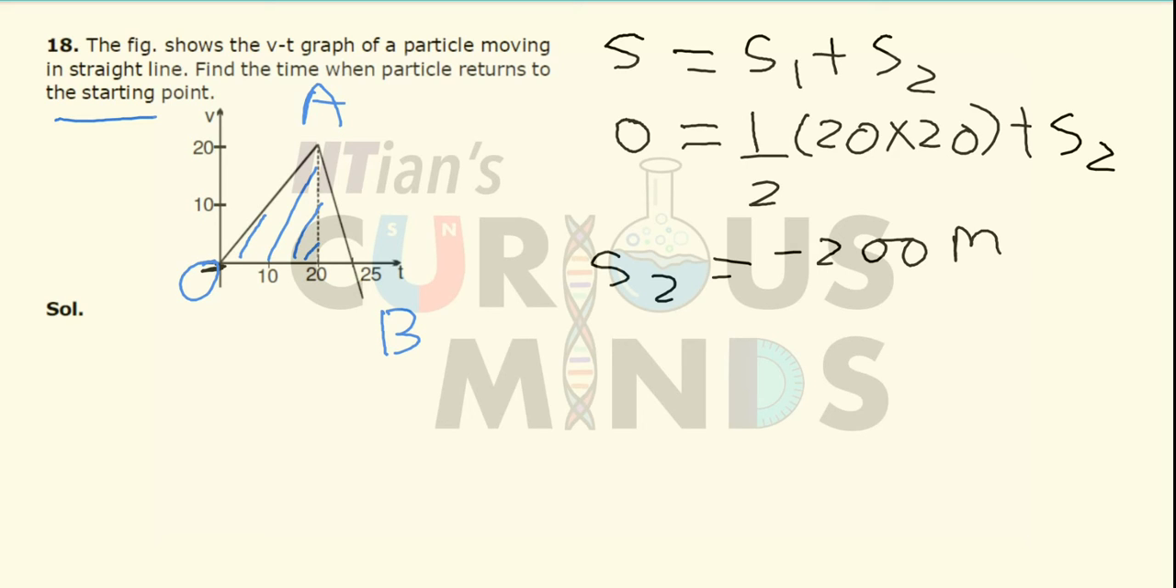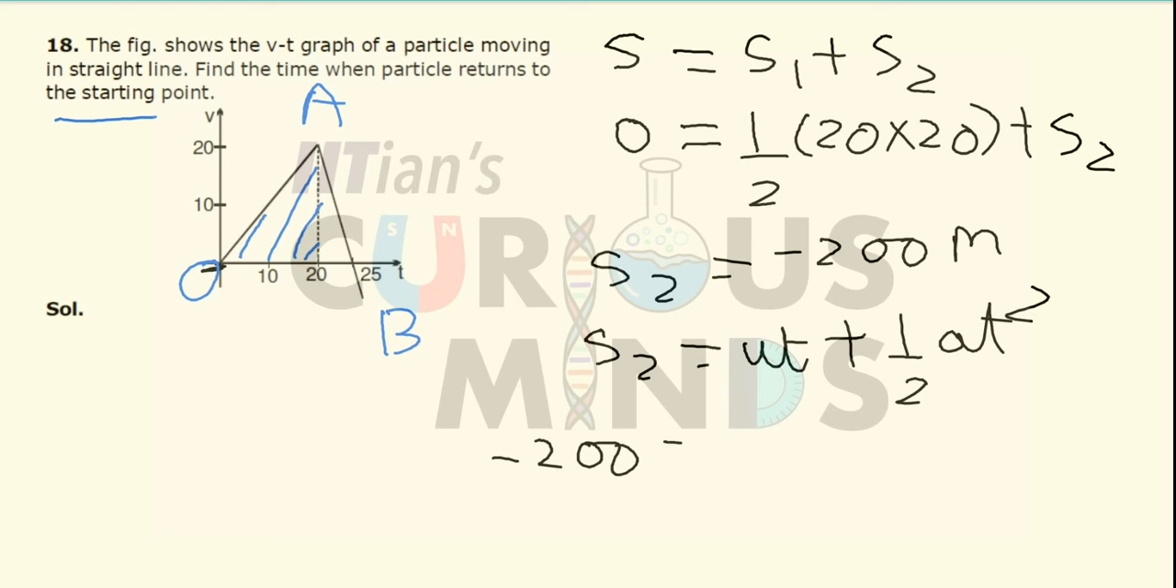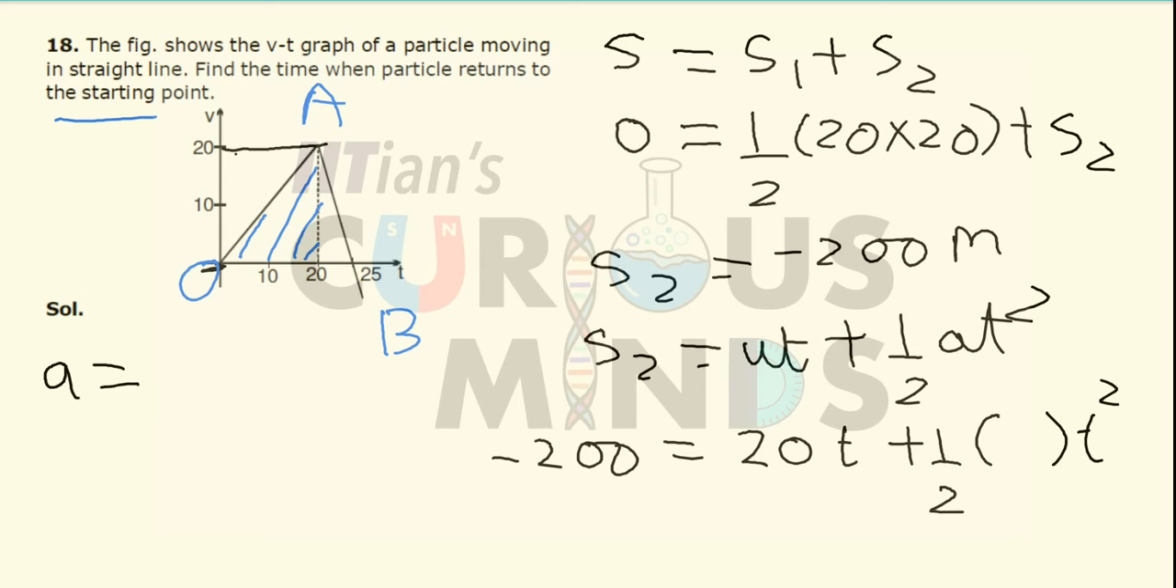Now S2 can be written as ut plus half at square. The initial velocity between A and B, I can clearly see, is positive 20. So S2 is equal to ut plus half acceleration into t square. Let us find out the value of acceleration. Acceleration will be equal to v minus u divided by t, that is the slope of this graph.